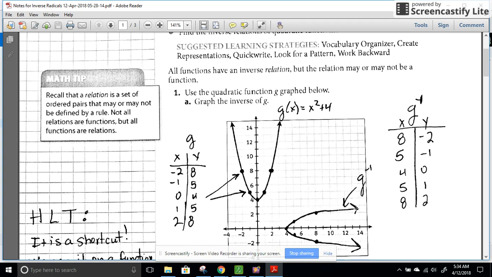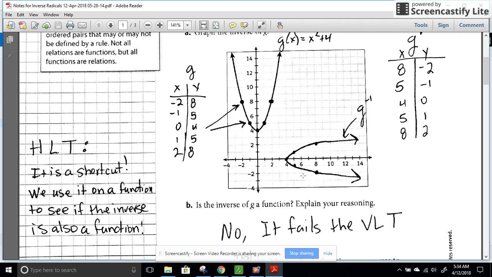But will that inverse always be a function? And you can see right here the answer to this question is no. This inverse right here is not a function because it fails the vertical line test. So when I say every function has an inverse, but not all inverses are functions, that's what we're curious about. That's the question that you need to ask.